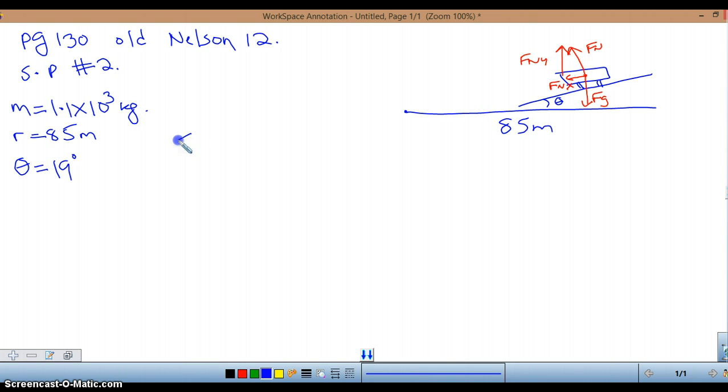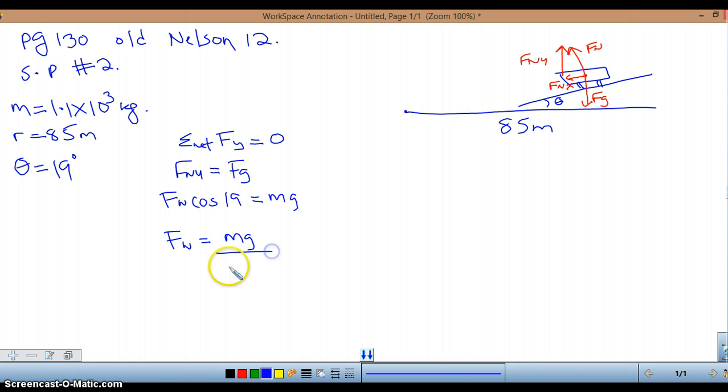So when we are solving the question, we're going to say in the y direction, Fnet y equals 0. What are the forces in the y direction? Well, we've got Fny, which equals Fg. So this is Fn cos 19, which equals mg. Therefore Fn equals mg divided by cos 19. Now when we are solving for the x direction, Fnet x, of course, is not 0. It's ma or mv squared over r.